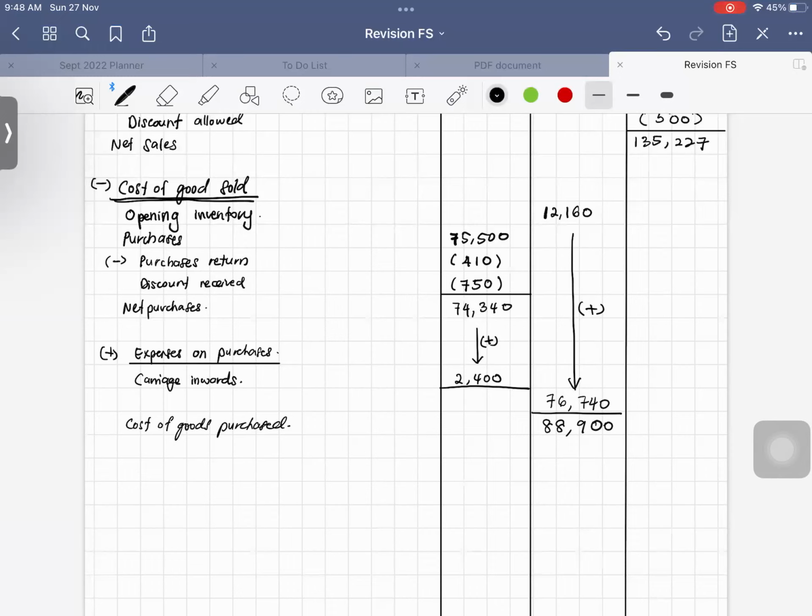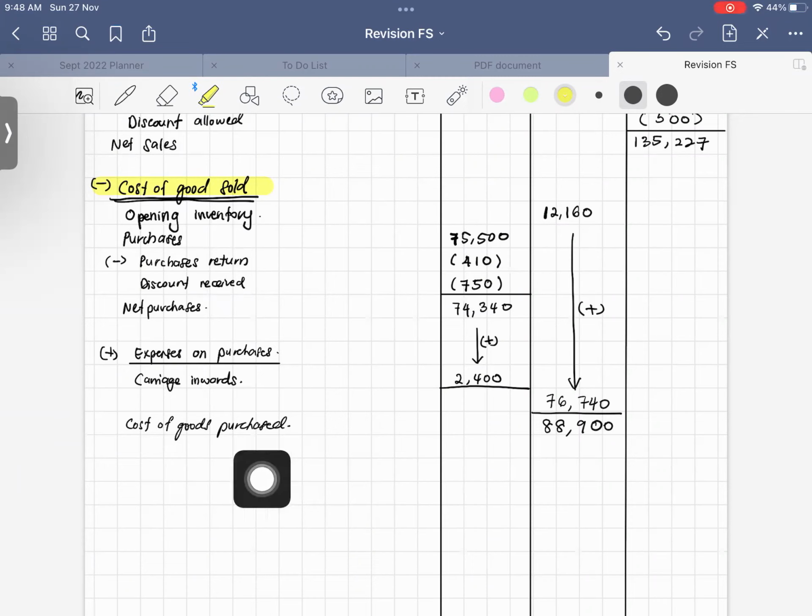Okay, tulis situ cost of goods purchase 8,890. Tak habis lagi, you kena find your cost of goods sold. Tapi once you calculate ni tadi tu, baru you dapat cost of goods purchase. Meaning tak habis lagi lah dia punya calculation, sebab our objective is to find our cost of goods sold, bukan cost of goods purchase.